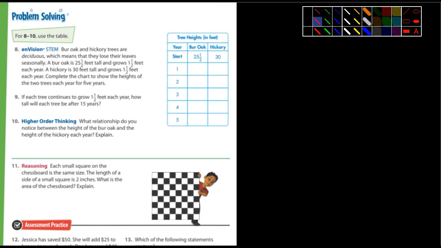If each tree continues to grow 1.5 feet each year, how tall will they be after 15 years? Number 9 I'm looking at. Yeah, you guys can do that. Number 10, what's the relationship that you notice between the height of the bur oak and the height of the hickory each year? Well, remember, they're both growing at 1.5 feet each year, so whatever the difference is between the two is going to remain the same.